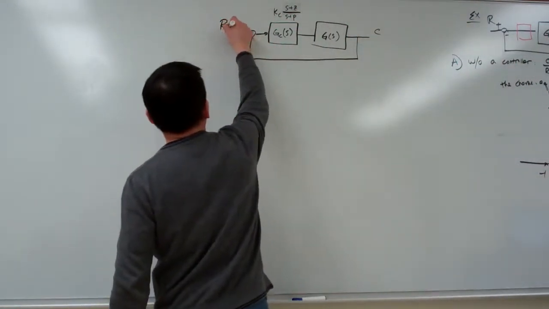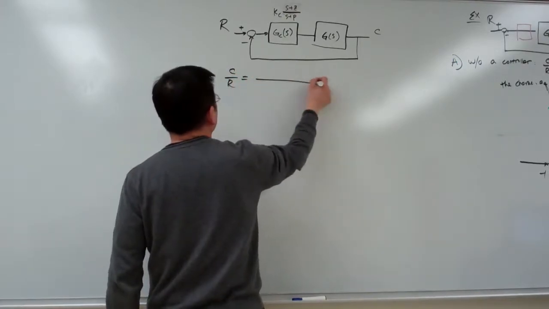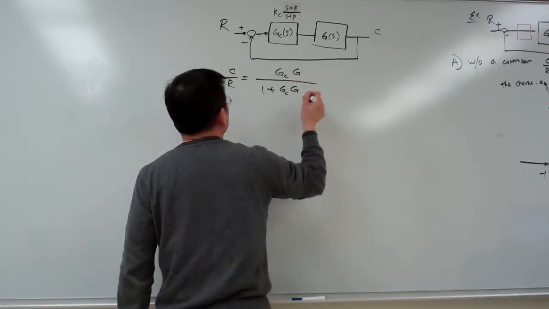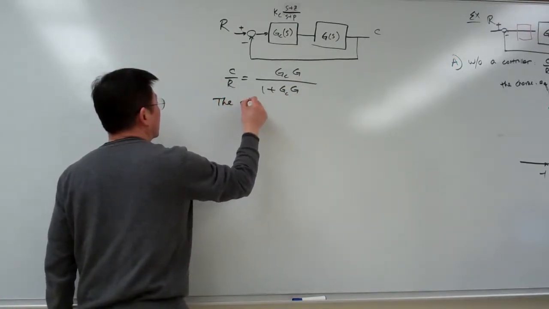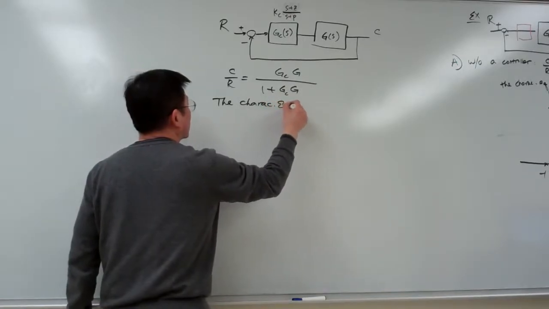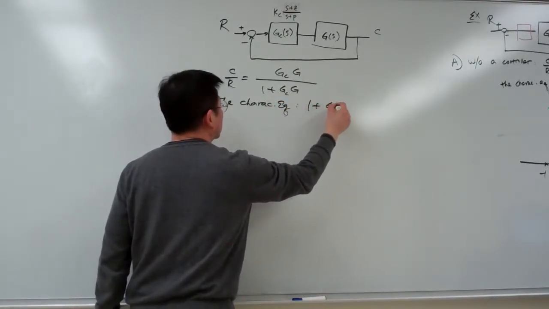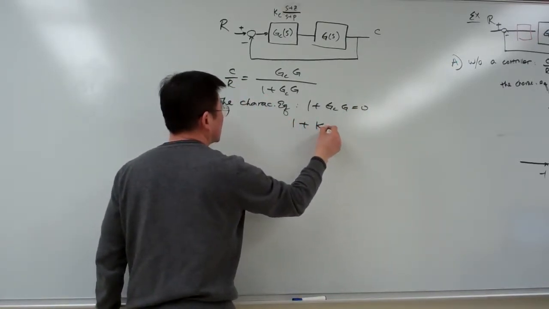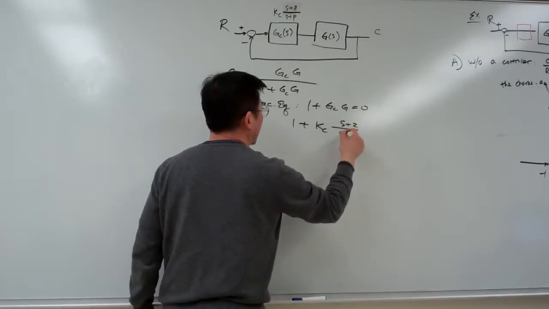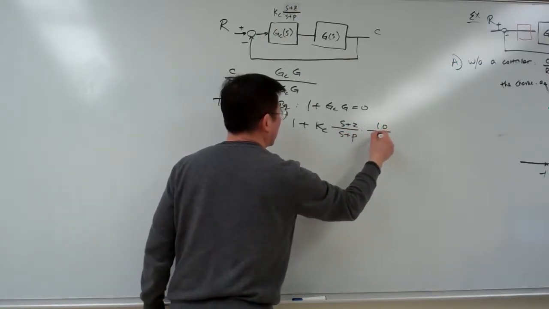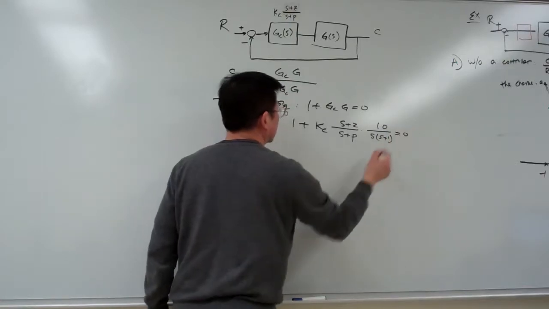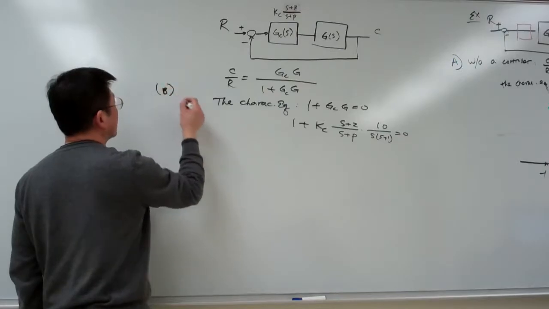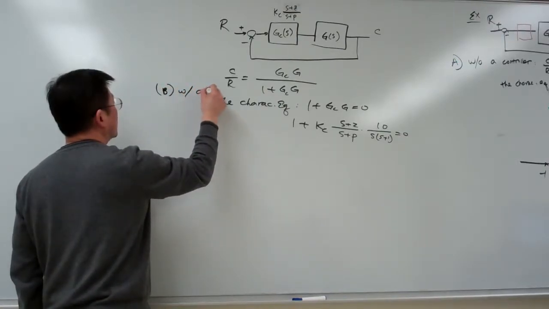So the new system, let me do this one. C over R equals GC G1 plus GC G. So that means the characteristic equation equals 1 plus GC times G equals 0. And let me implement this one: KC times (S plus Z) over (S plus P) times 10 over (S plus 1) equals 0. So this is the controller B. Let me call this system B, the one with the controller.